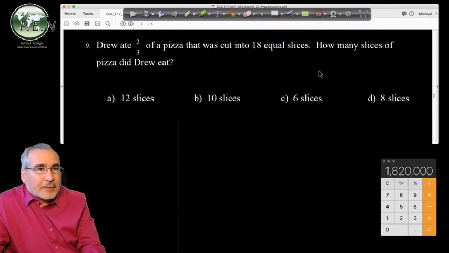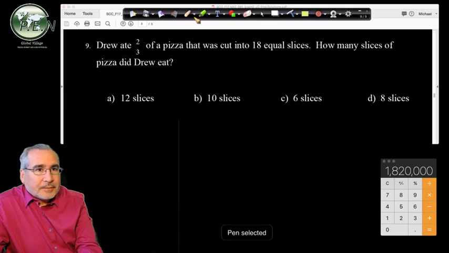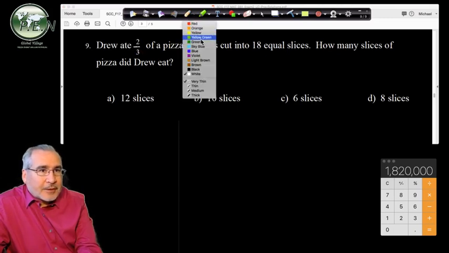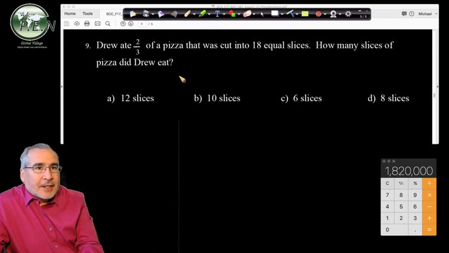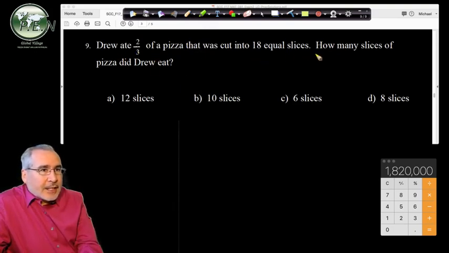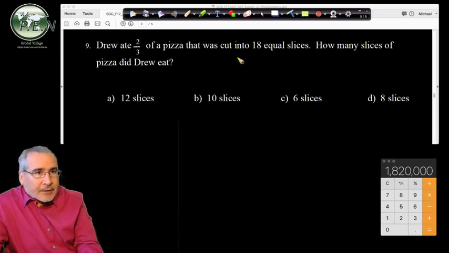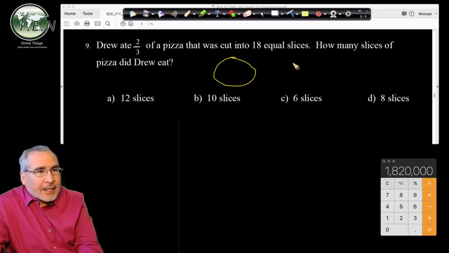So here's a pizza problem. Go ahead and draw in my fraction bars. If I forget, remember they're there when you see two numbers, one number above the other. So Drew ate 2/3 of a pizza that was cut into 18 equal slices. How many slices of pizza did Drew eat? So again, the question is, we've got a pizza. It's already cut into 18 equal slices.